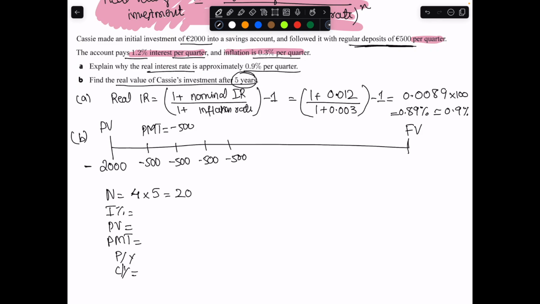I is going to be the interest rate, which is 1.2. We're not going to put the real interest rate yet, because here we'll use the nominal one, and then we will discount it using inflation. So don't confuse this. Here you will put the nominal interest rate.